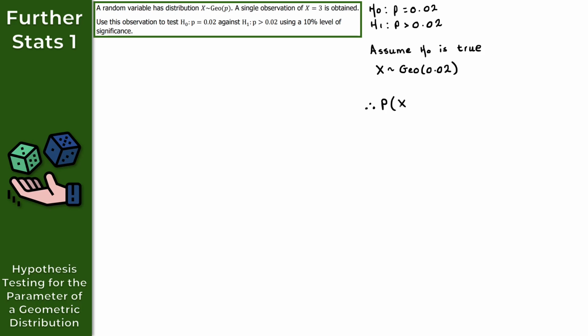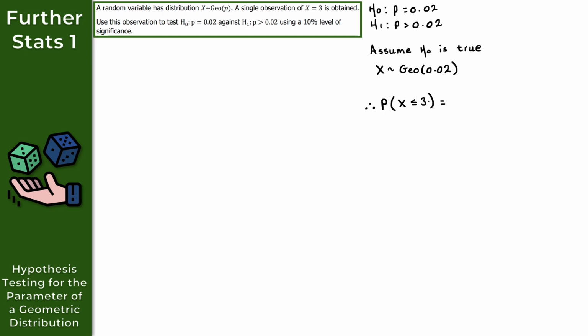Now, given that H1 is for p being greater than 0.02, we test for the probability that our random variable X is less than or equal to our observed value, which in this case is 3. Remember, for a geometric distribution, it's the opposite of what you'd expect here with H1. So testing for this probability using a geometric distribution, what would we get?